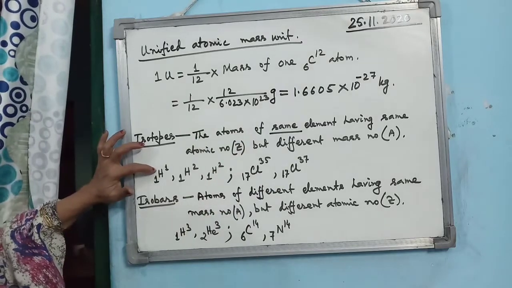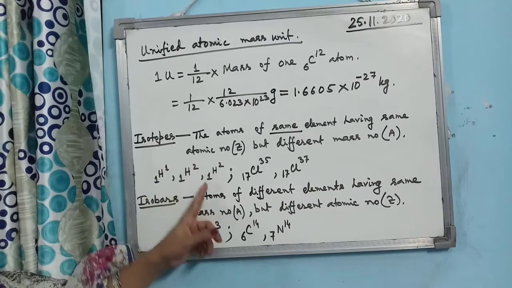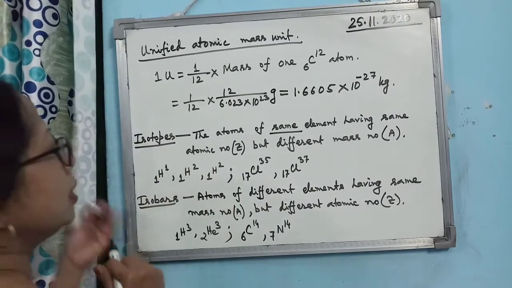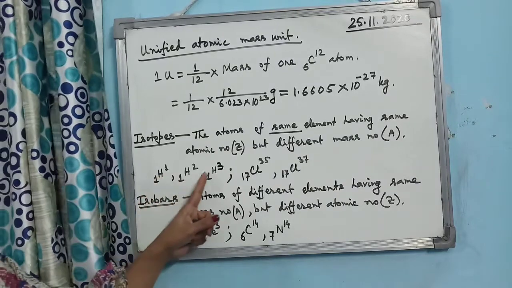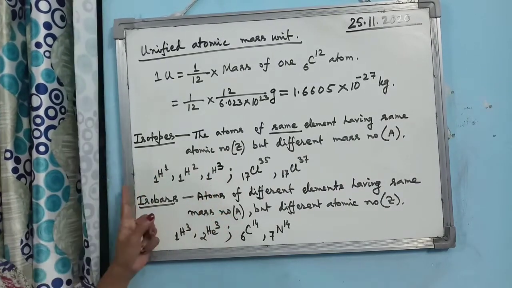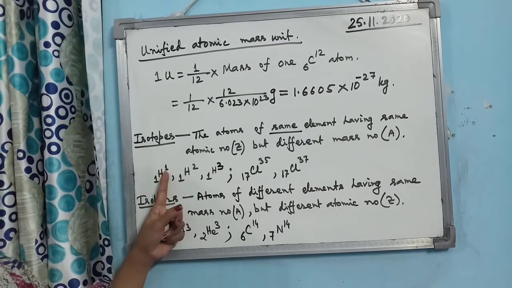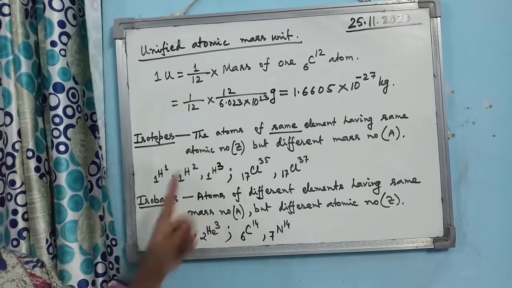That is protium, deuterium and tritium: 1H1, 1H2, 1H3, sorry, this is 1H3. You see, protium, deuterium and tritium all have one proton. But protium has no neutron, deuterium has 1 neutron and tritium has 2 neutrons.